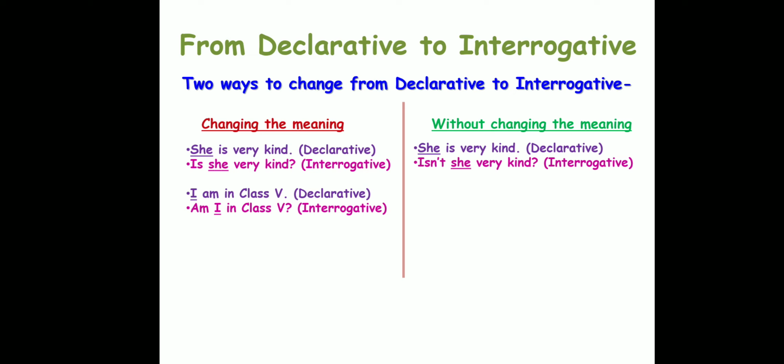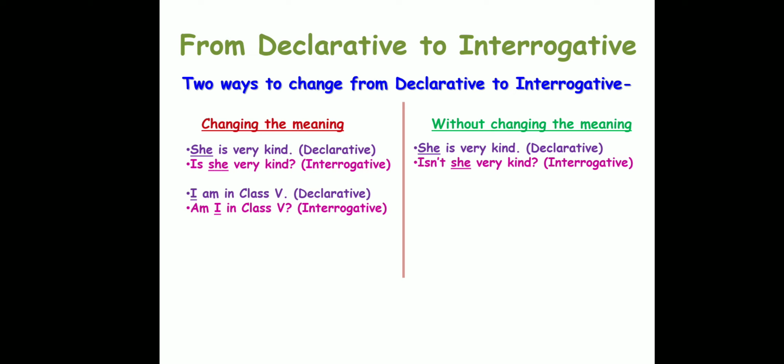So now when I ask, isn't she very kind, my answer will only be yes, she is very kind. When you ask someone like that, isn't she very kind, with the negative contraction used in it, then the answer is always yes. Yes, she is very kind. So my sentence here is she is very kind. It is a yes answer. So meaning stays the same.